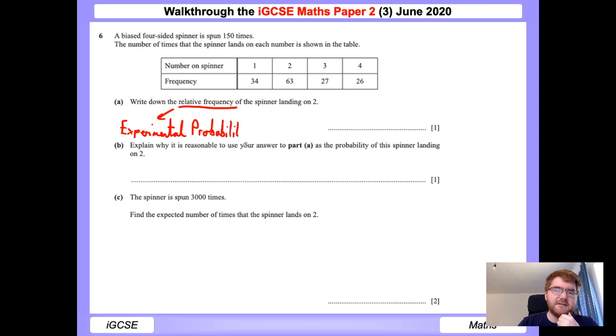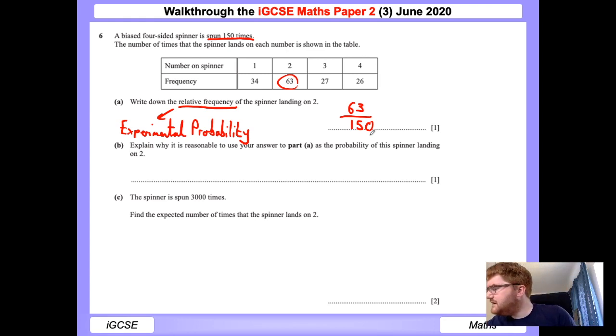If I wrote it like this, it makes it more straightforward what we have to do. So the relative frequency of a spinner landing on 2 is we take the frequency of landing on 2, which is 63, and then we divide by how many times the spinner is spun, which is 150. And since it's a 1-mark question, I don't think we need to simplify. I'll verify that. Yep, we don't need to simplify, although I think it doesn't simplify anyway. Again, 1-mark question, you don't need to worry too much about working. Obviously 2 or more, then you do.